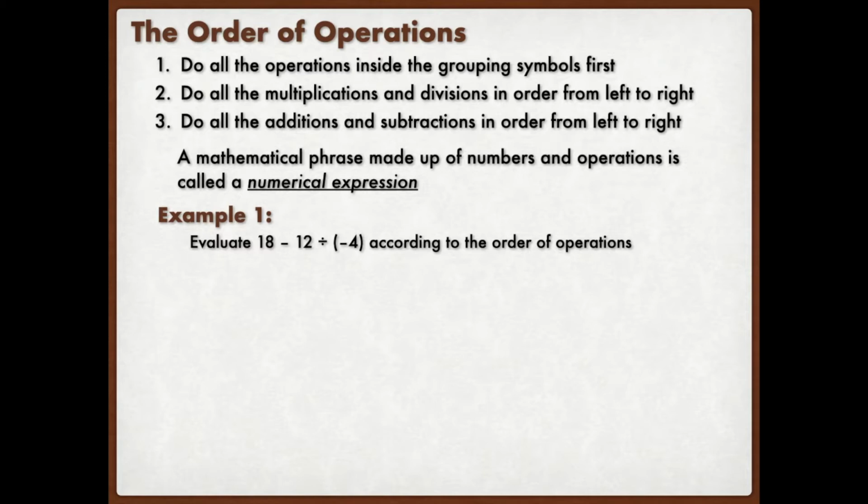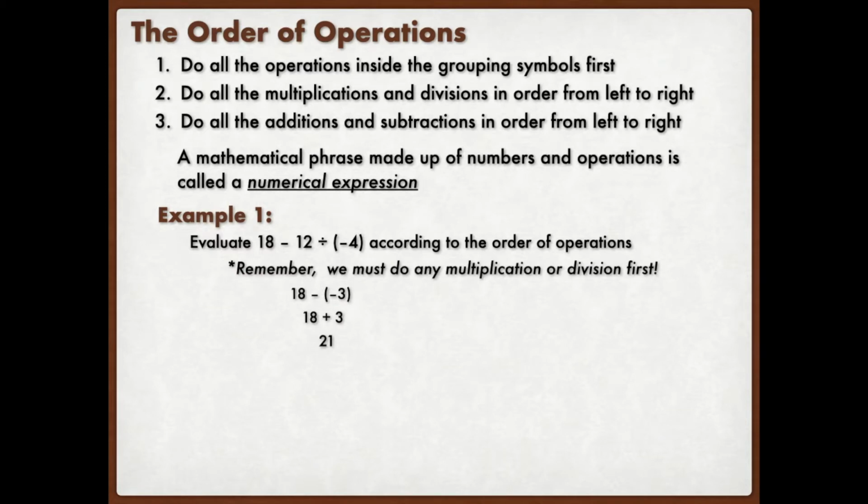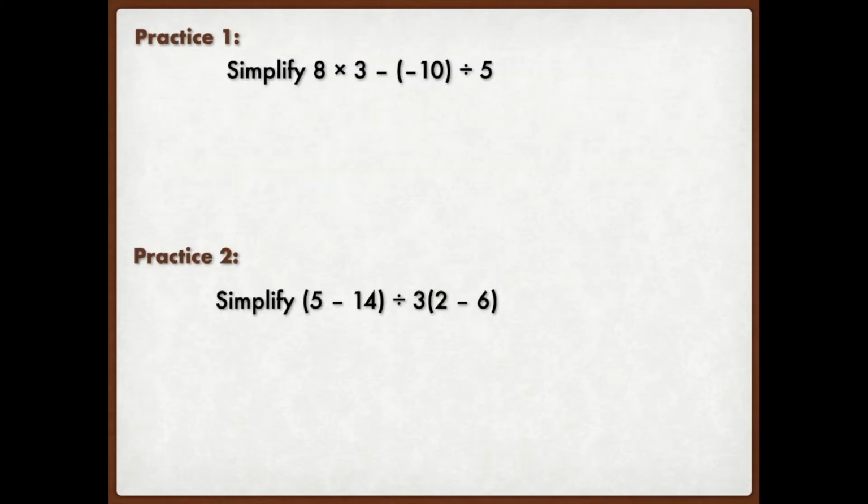So first we have to do anything in parentheses. Well, it's just -4. Remember, we must do any multiplication or division first. So 12 divided by -4 would give us -3. 18 minus -3, if we put it in absolute value, that would be 18 plus 3. 18 plus 3 is 21. Okay, I want you to go ahead and pause this and do practice 1 and practice 2.